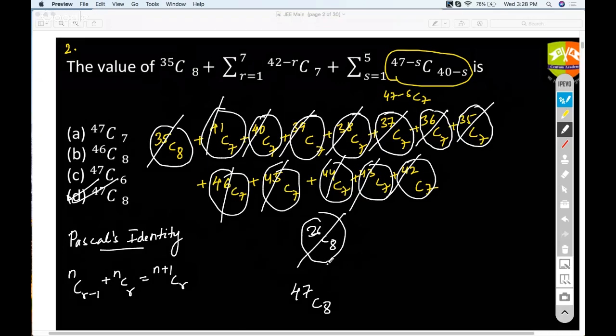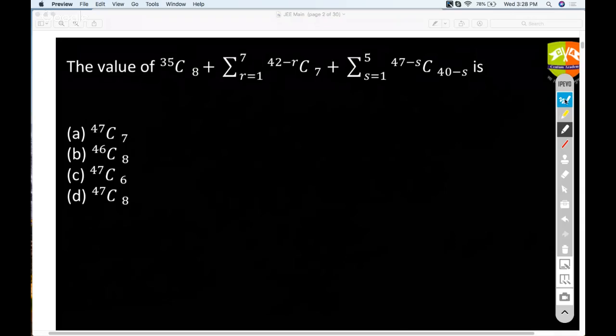Is that fine? So please do not forget this very famous and useful identity on binomial coefficients. NCR minus 1 plus NCR is N plus 1 CR. Great. So first one to answer this correctly was Purik. Well done. Let's move on to the next.